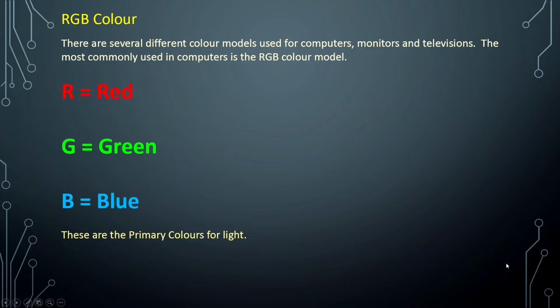There are different colour models used for computers, for monitors, for televisions, for printing and so on. RGB is probably the most common one used. Red, green and blue are the primary colours for light.